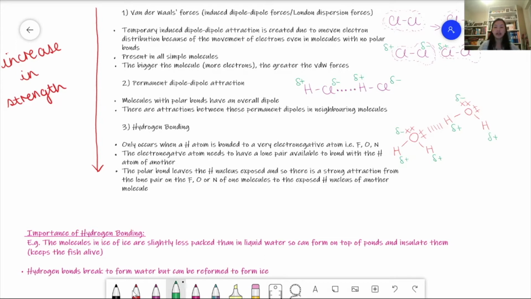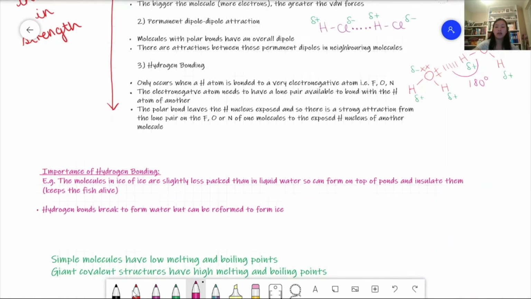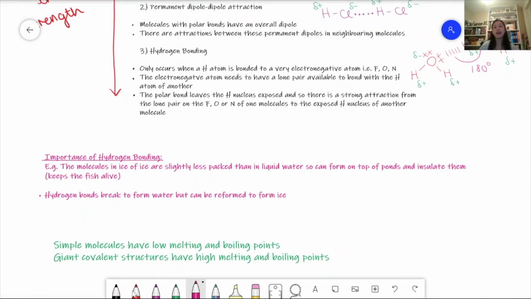And one thing to note is that this angle here has to be 180 degrees. So a straight line. So the importance of hydrogen bonding, for example, the molecules in ice are slightly less packed than in liquid water, so they form on top of ponds, and this insulates the ponds, so it basically keeps the fish alive. So that's quite a good feature for it to have.